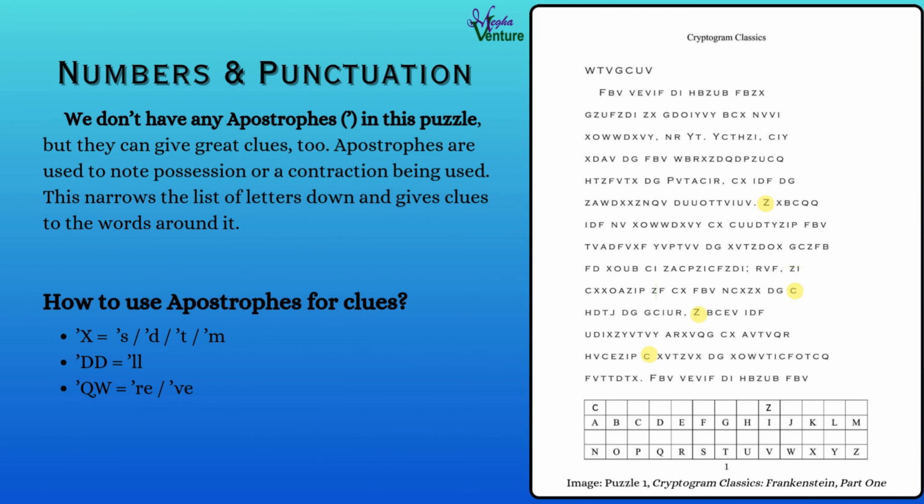A huge help in punctuation clues are apostrophes. Unfortunately, we don't have any of them either. But let's review them anyway, for future puzzles. In English, apostrophes are used to mark either a contraction or the possession of an item. A single letter after an apostrophe must be an S, D, T, or M. Further, the M can only be from the contraction of I am, and T must be from the contraction of not. The double of a letter after an apostrophe must be 2 L's, the contraction of will. Where 2 different letters after an apostrophe must be a contraction of either are or have.